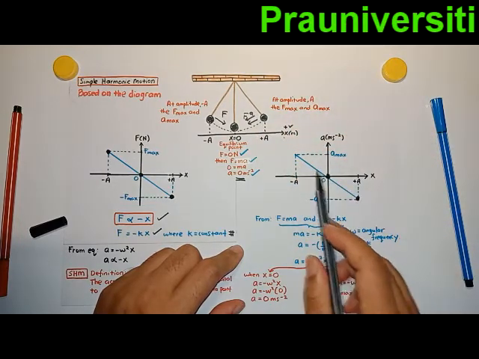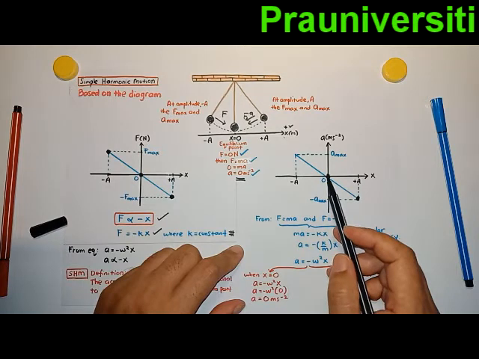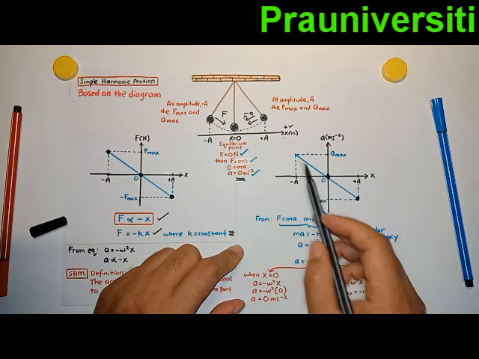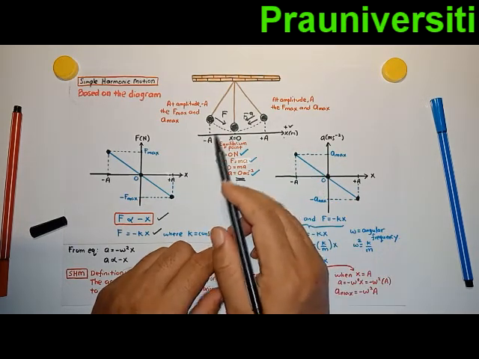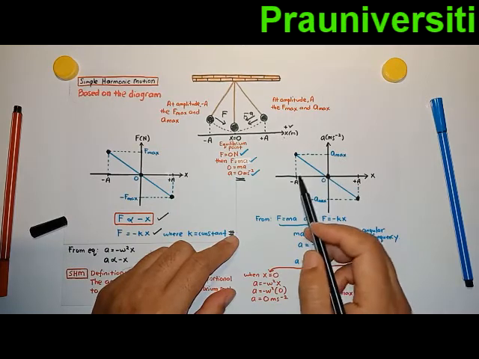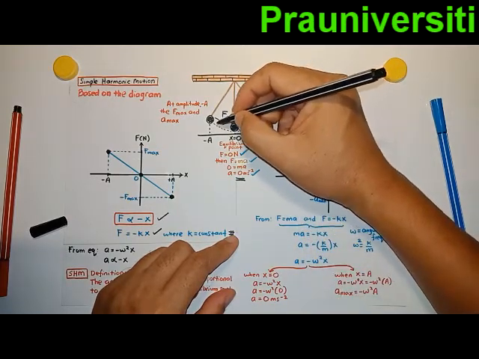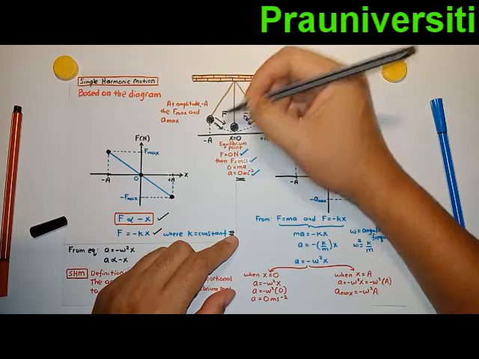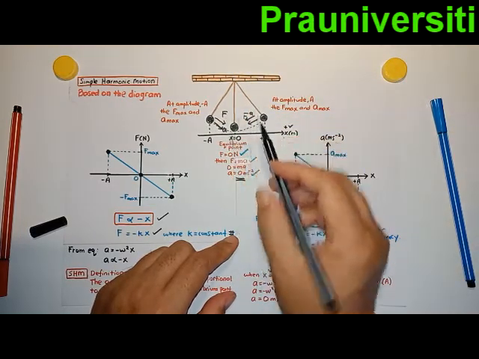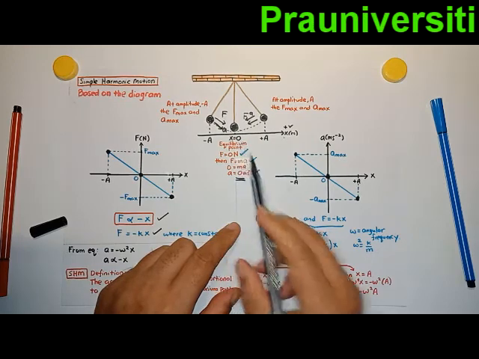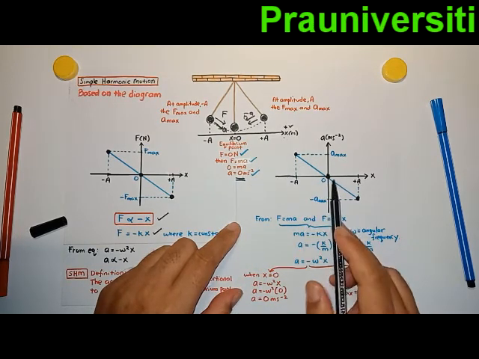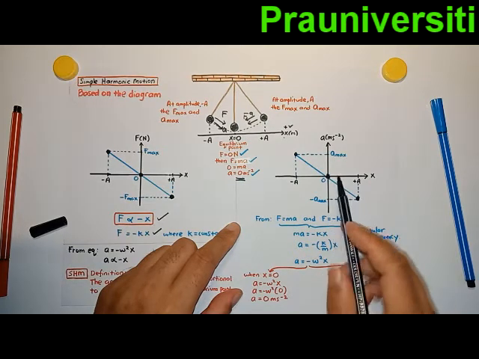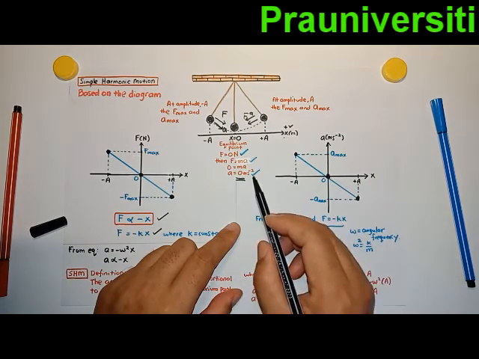Then it turns back to the equilibrium point and reaches the equilibrium point. So a is equal to 0 here. Then it goes to the negative displacement. So displacement is negative, but the a is positive because the direction of the a is to the positive displacement, same like the force. Then it goes back to the equilibrium, and at the equilibrium point a is equal to 0.